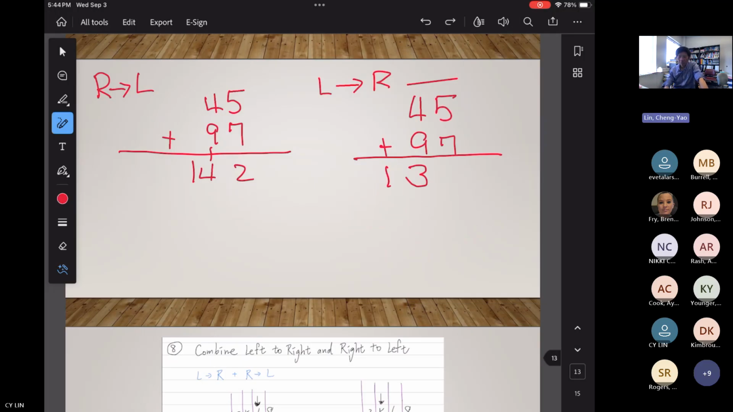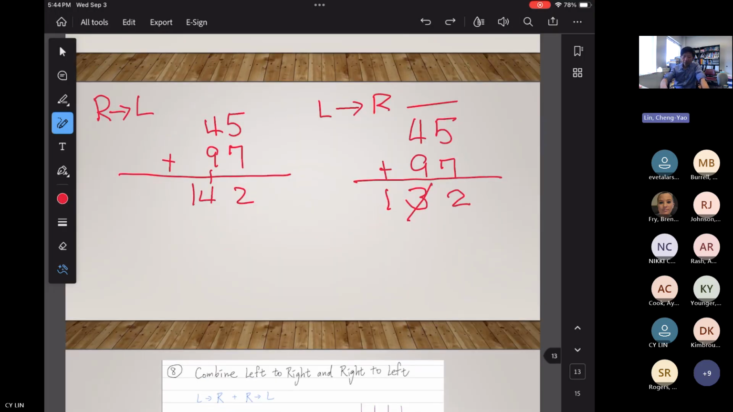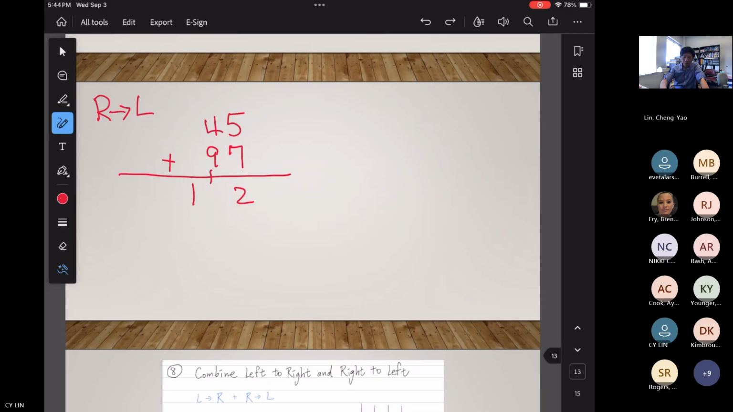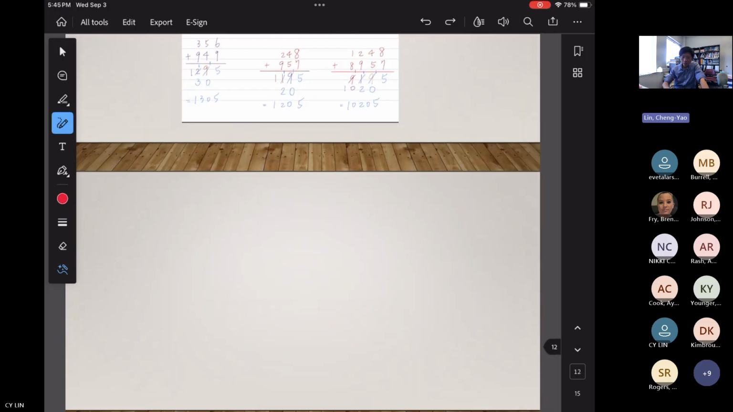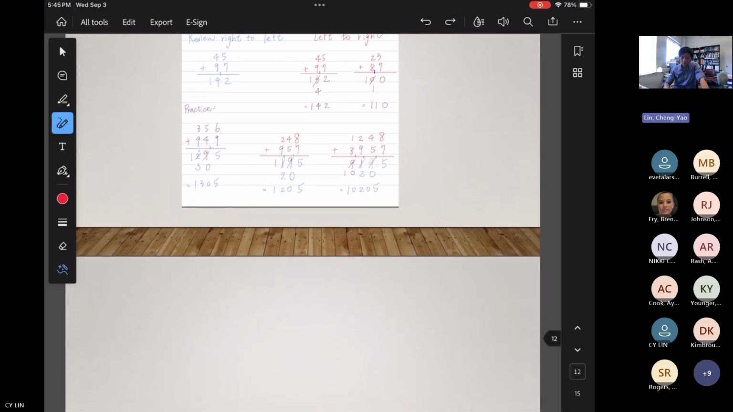Or you can say, 4 plus 9 is 13, 5 plus 7 is 12. I put the 2 there, cancel this out, it's 142. I think that this one is much quicker, right? Can we do another exercise of this method? Left to right. So we are learning a smarter way, okay? You guys are college students. I think that you deserve a better way.